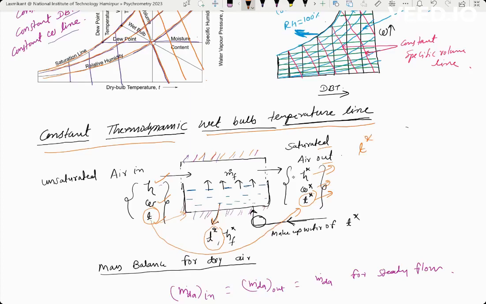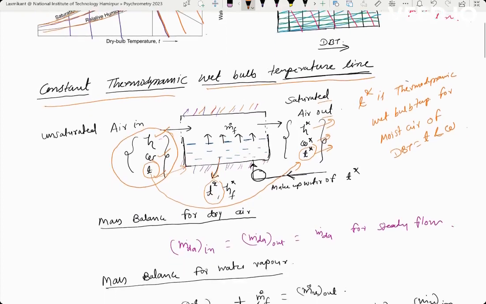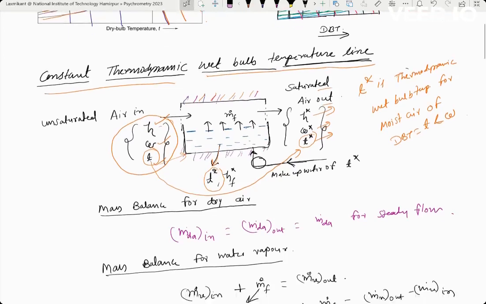So this T star is the thermodynamic wet bulb temperature for moist air of DBT T and humidity ratio omega. So this T star, which is the temperature of saturated air, is the thermodynamic wet bulb temperature for this unsaturated air. Okay, so we have derived the expression. We will again apply the same expression to draw the constant wet bulb temperature line.